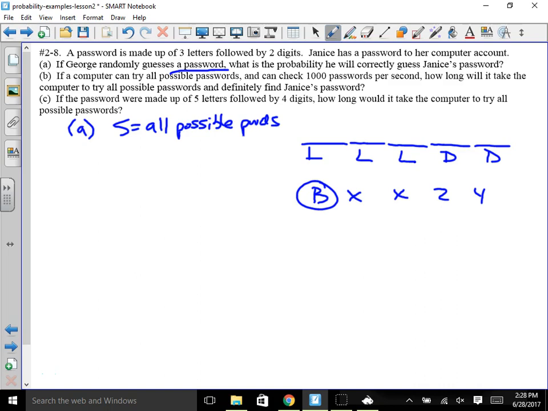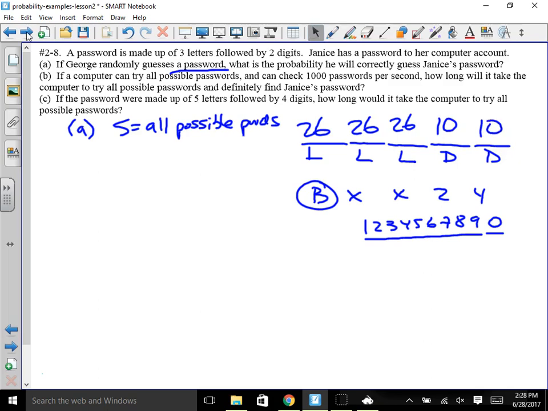Well, we could choose 26 different ways because there's 26 different letters. And there's nothing here that says you can't reuse letters. So all 26 letters would be available for the second letter and for the third letter. And then for digits, we have 1, 2, 3, 4, 5, 6, 7, 8, 9, but there's also a 0. So that's 9 plus 1 more is 10 digits, and then 10 digits.